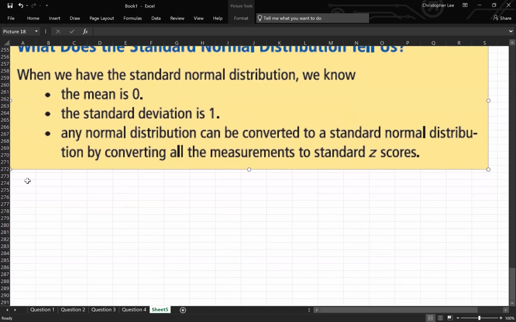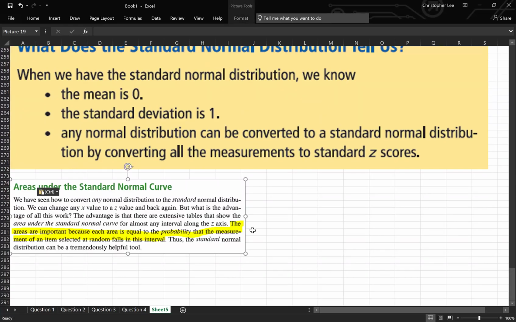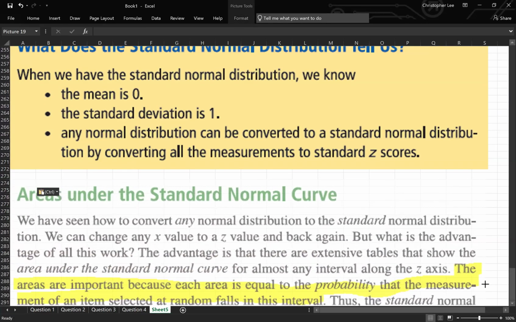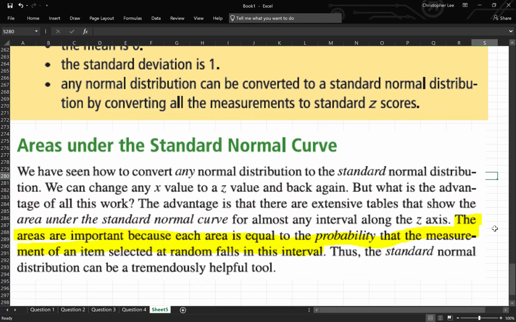All right, let's take it up a notch. I want to talk about areas under the standard normal curve. We have seen how to convert any normal distribution to a standard normal distribution. We can change any X value to a Z value, easy, and back again. But what is the advantage of all this work? The advantage is that there is an extensive table that shows the area under the standard normal curve for almost any interval along the Z-axis. The areas are important because each area is equal to the probability that the measurement of an item selected at random falls in this interval. Thus, the standard normal distribution can be a tremendously helpful tool.